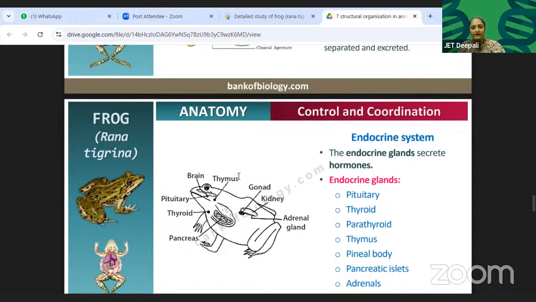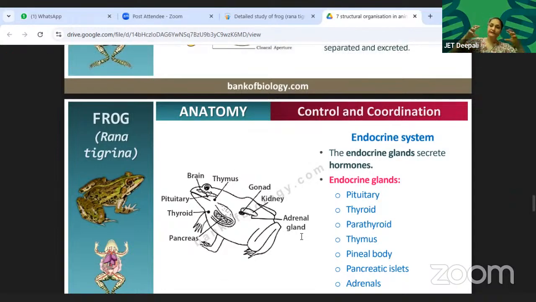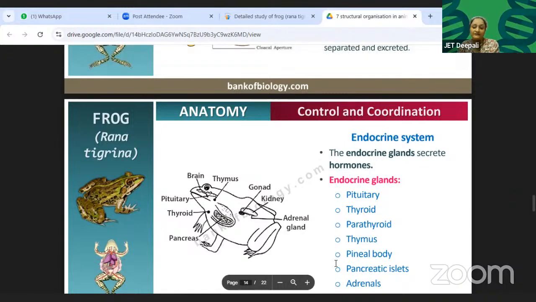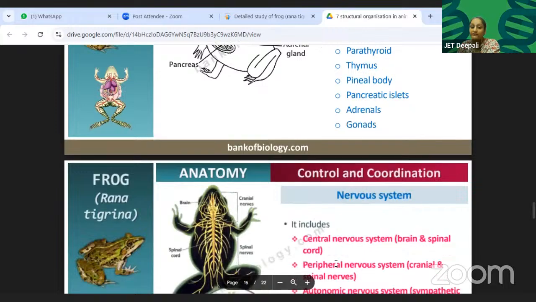Gonad, kidney, adrenal gland over the kidney. Over the kidney, we also have bean-shaped kidneys, and there is a bottle-like structure kept over both the kidneys, that is called the adrenal gland. Pancreas, they have thyroids also. So to understand our body, you can study the frog. We also have all those things.